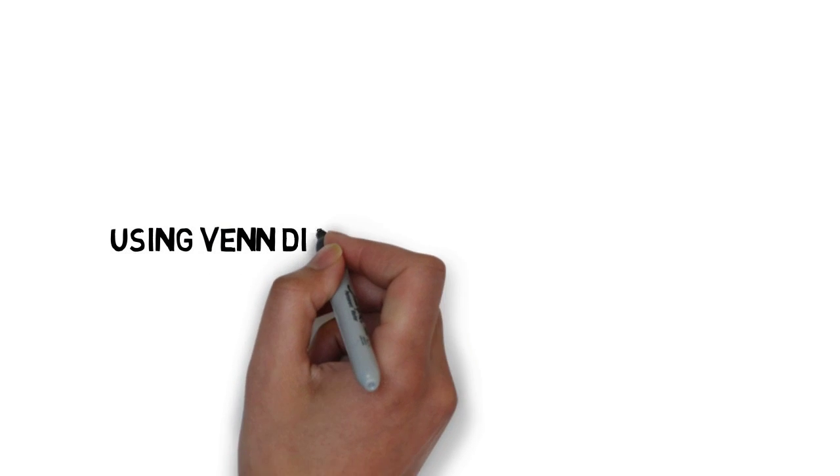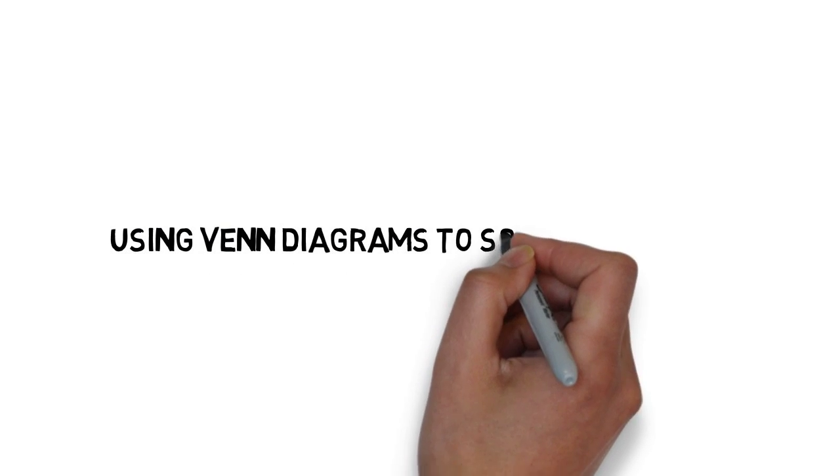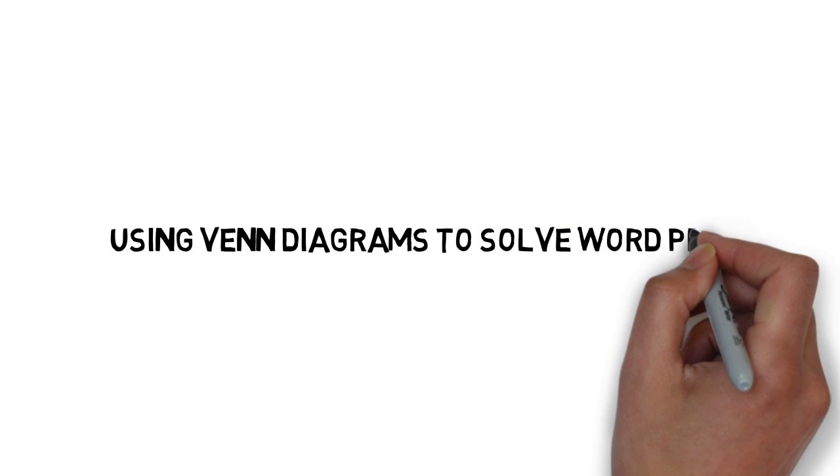Today we are going to solve a word problem using a Venn diagram. First, let's fully read through our problem.